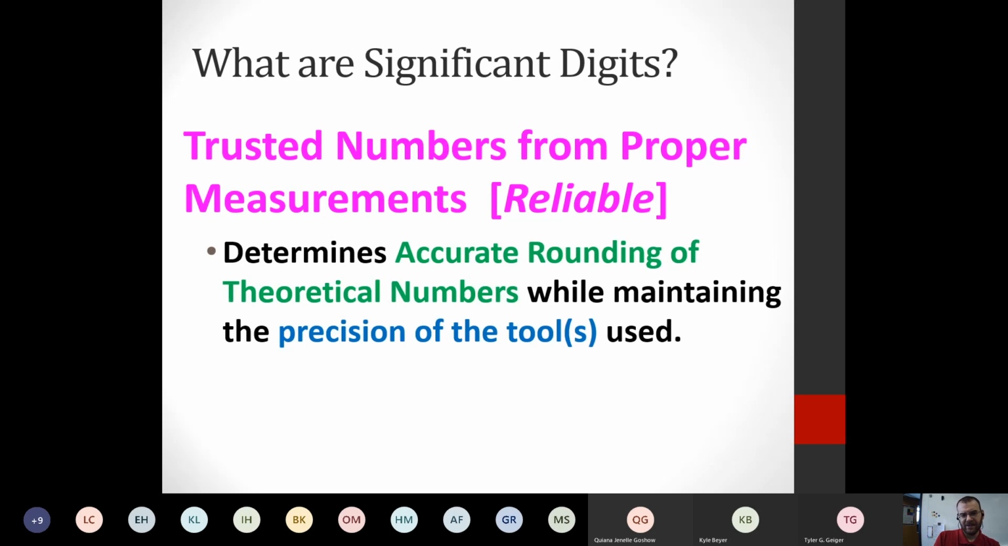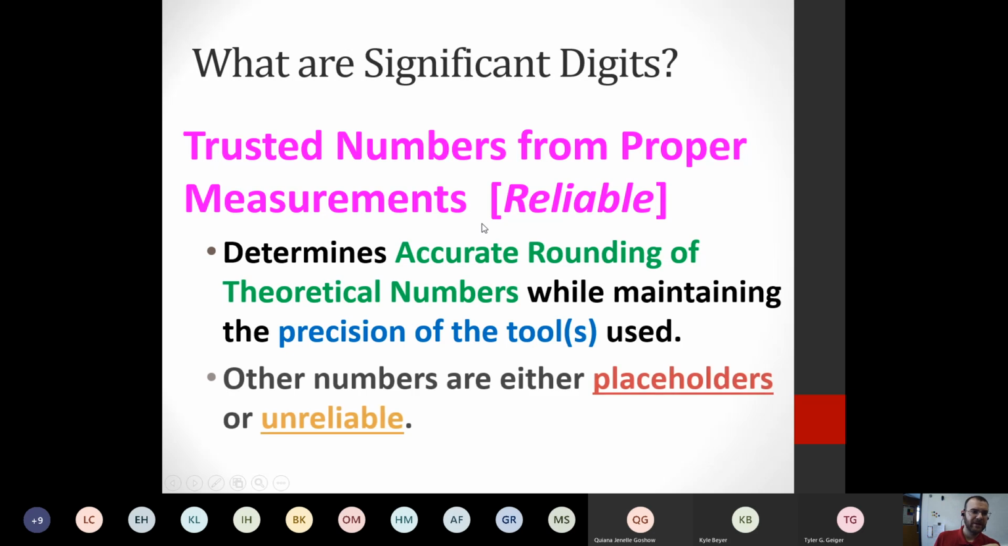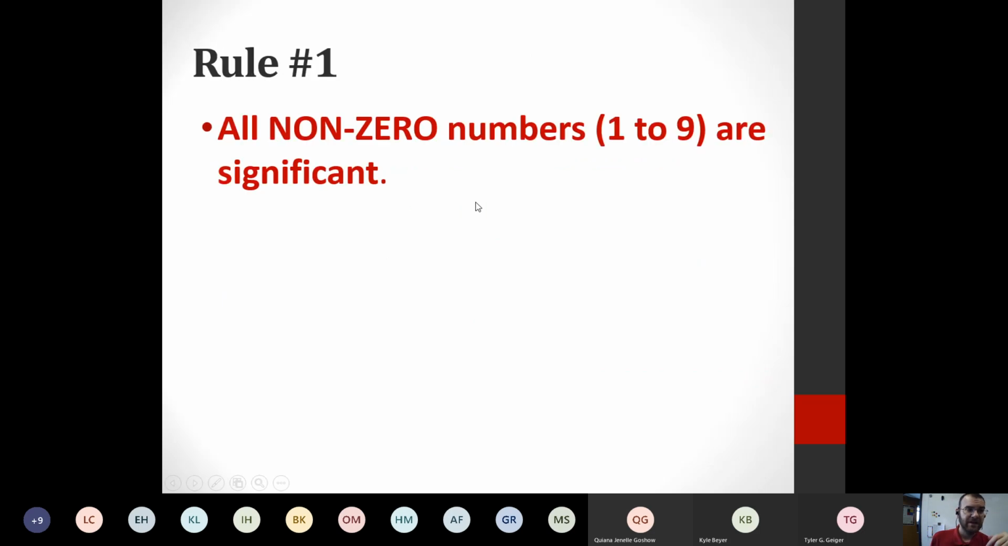Again, this is kind of like the gist on this slide: it determines the accurate rounding of theoretical numbers while maintaining the precision of the tools. Basically, it tells you what numbers you can trust, and you should use those trusted numbers in everything you do from then on. Other numbers are either placeholders to maintain their proper values, or they're just unreliable, and you should discard them. There are three rules.